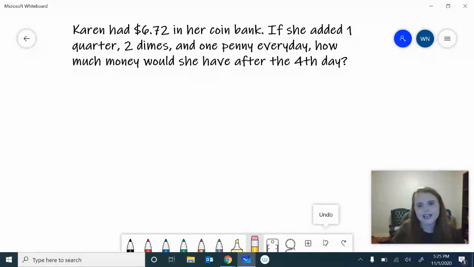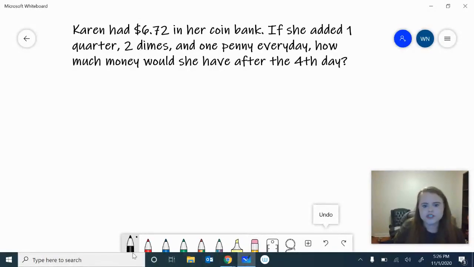Remember, if we're reading it like money, we read it not as 6 and 72 hundredths, but if it has a dollar sign, we say 6 and 72 cents. If she added 1/4, 2 dimes, and 1 penny every day, how much money would she have after the fourth day? So many steps in this.